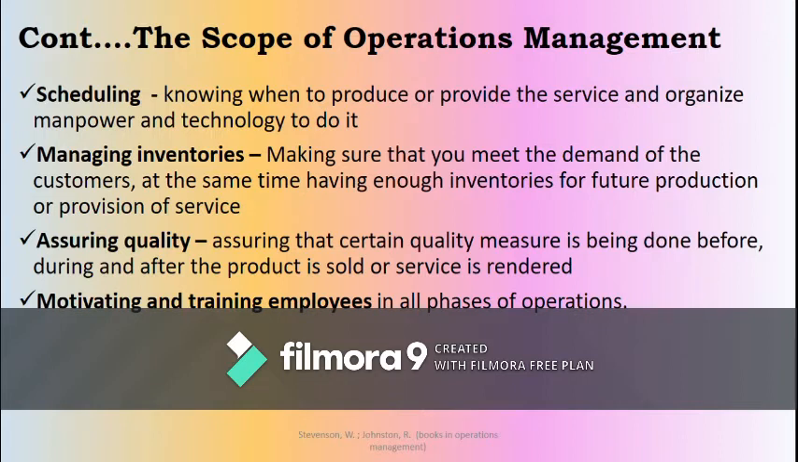So this is knowing when to produce or when to provide the service. Our institution, the school, provides a service, right? That is education. When the head of a department assigns teachers for certain subjects, they don't assign two subjects at the same time, because the instructor has only one body, so he or she cannot do it all at once. This is also what organizations are doing. They have to schedule when to produce this, when to provide this, and of course the manpower and the technology that are used in order to produce such product or service.